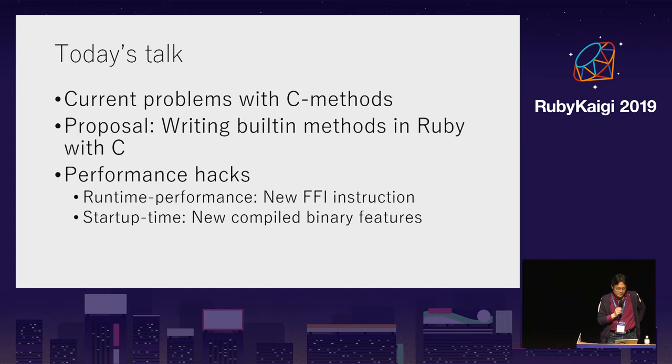So today I want to show some current problems, why I do that, and propose my solution, writing built-in methods in Ruby with C. And I introduce two performance hacks to achieve this proposal: a runtime performance hack and a startup time hack.